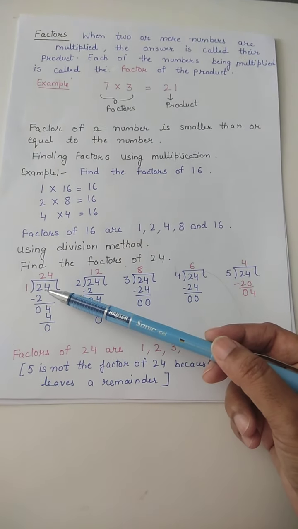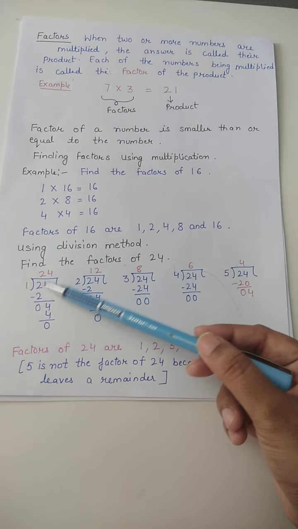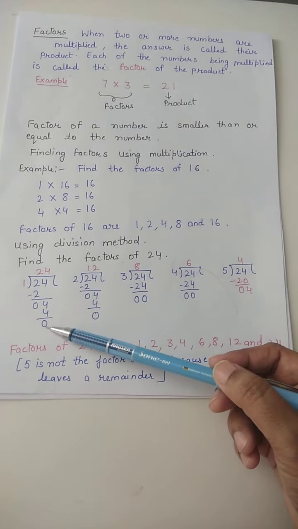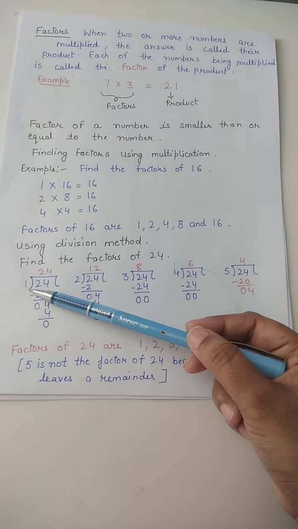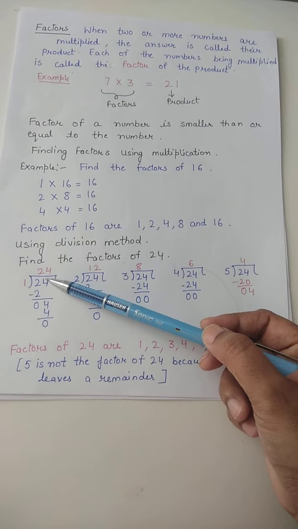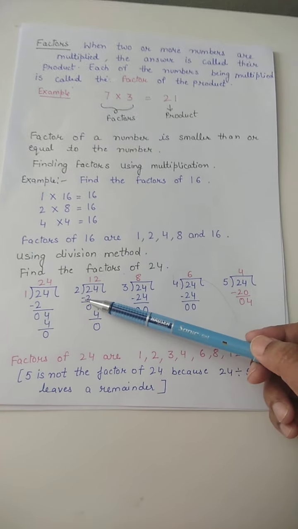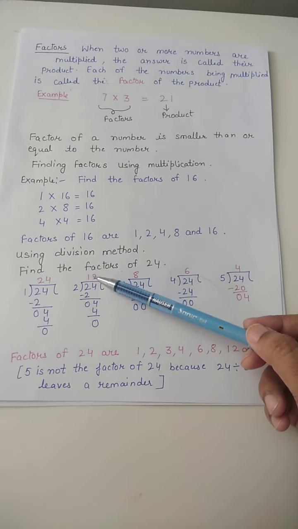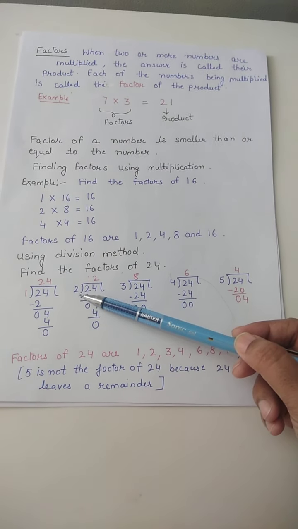So 1 dividing 24. 1 2 is 2, then 1 4 is 4. So what is the answer coming? 24. One more thing: when you are dividing by a number and the remainder comes 0, then we can say the number by which we are dividing is a factor of the given number. So here 1 is a factor of 24. Now divide with 2. 2 1s are 2, then 2 2s are 4. So what is the factor here? 2, right? 2 is a factor.